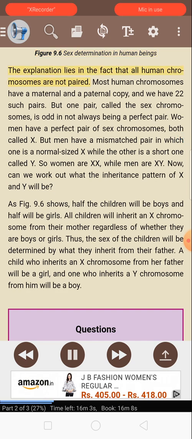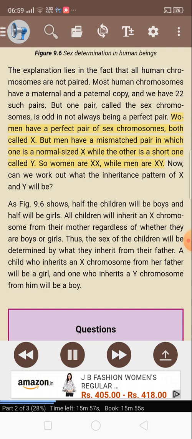The explanation lies in the fact that all human chromosomes are not paired. Most human chromosomes have a maternal and a paternal copy, and we have 22 such pairs. But one pair, called the sex chromosomes, is odd in not always being a perfect pair. Women have a perfect pair of sex chromosomes, both called X. But men have a mismatched pair in which one is a normal-sized X while the other is a short one called Y. So women are XX while men are XY.